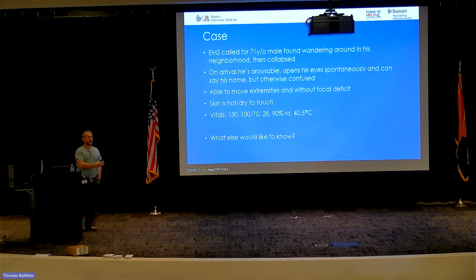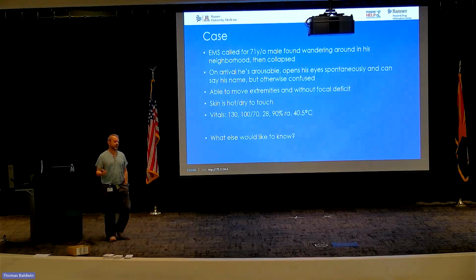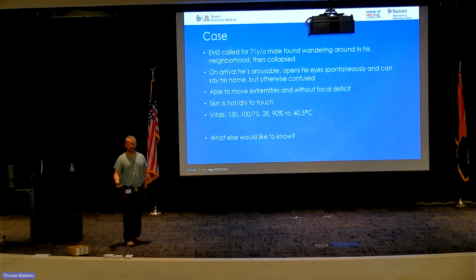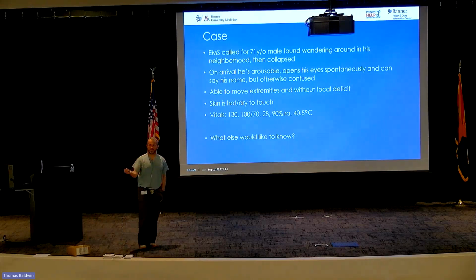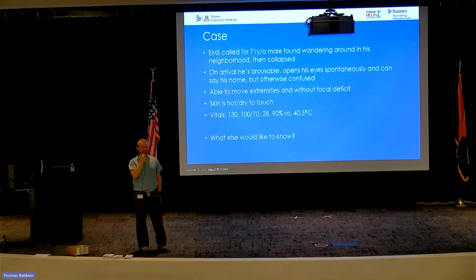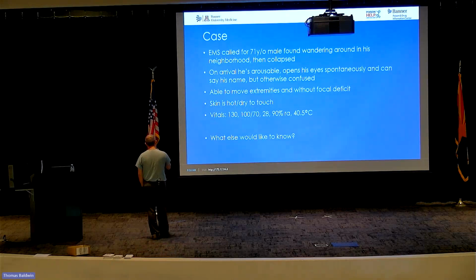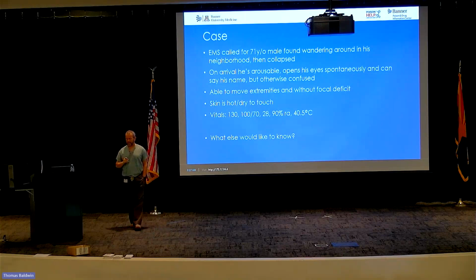So on your initial assessment with this scenario, what would be some other key pieces of information you would want to know right away, things you'd either ask bystanders, family, or the patient? Blood sugar, yeah, so he's got a normal blood sugar. If he's hypoglycemic, these definitely can appear to be some sort of symptoms. But he's a non-diabetic. He's got a glucose of 85.